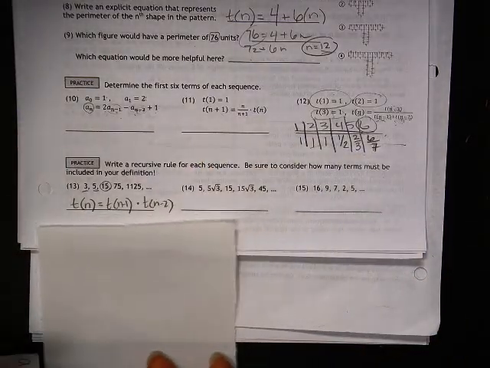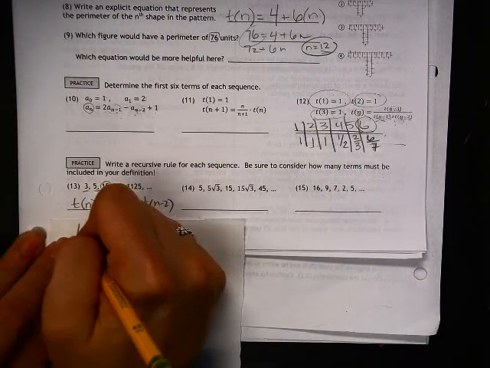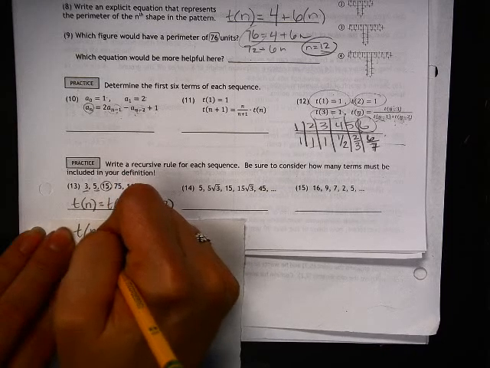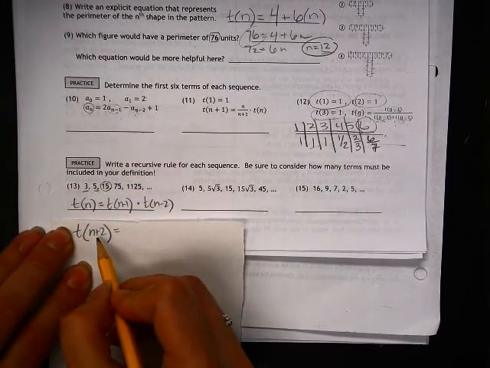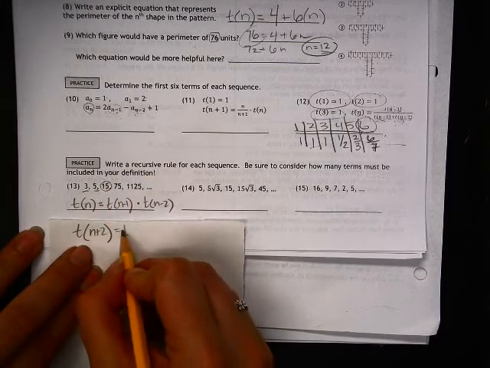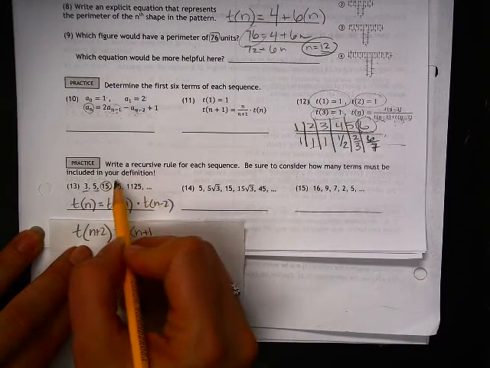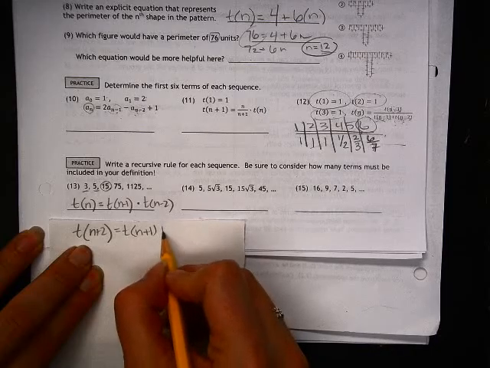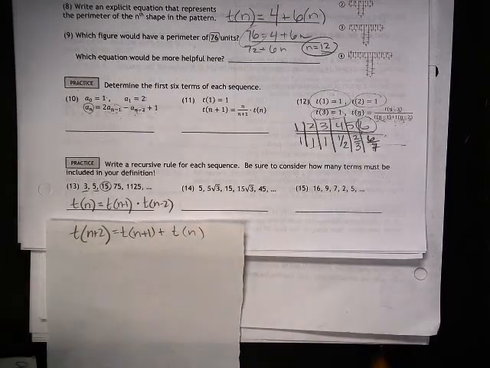Now let's look, that's not the only way. We could write it some other way. What if I wanted to find t of n plus 2? So if I want this one, the one right before that would be considered n plus 1, and the one before that would be considered n.